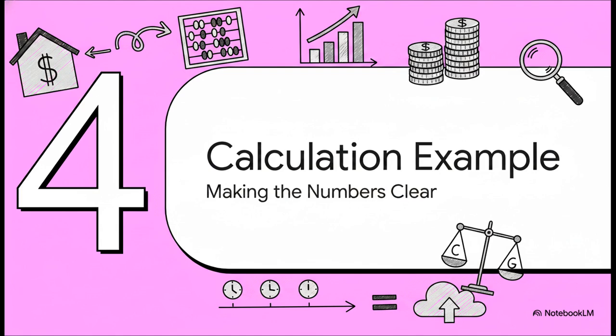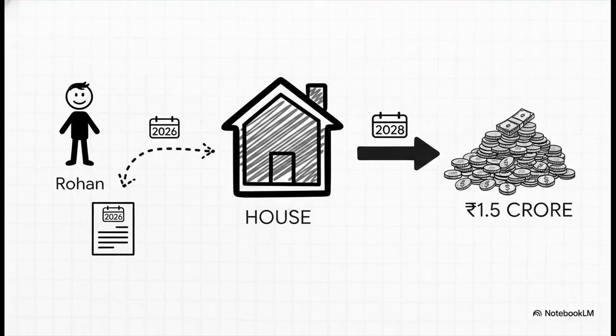It's time to crunch some numbers and see exactly how this works in a practical calculation. So, let's meet Rohan. In 2028, he sells a house for 1.5 crore rupees. Now, this isn't a house he bought. He actually inherited it from his father back in 2026. This is our case study.